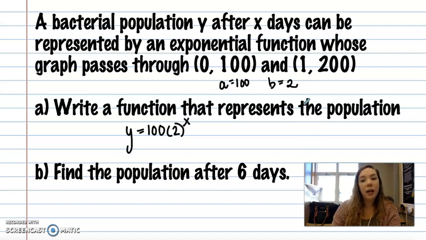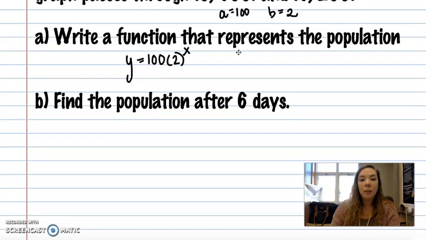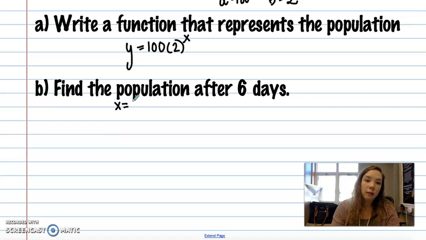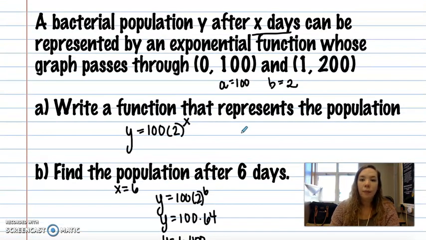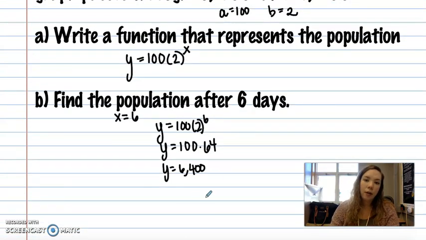And it says find the population after 6 days. Well, I know x stands for days, so that means I'm going to plug in 6 for x. So I'll have y equals 100 times 2 to the 6th power. 2 to the 6th power, let's see, I think is 64. And then that would be 6,400. Let's see. Yep, 6,400.